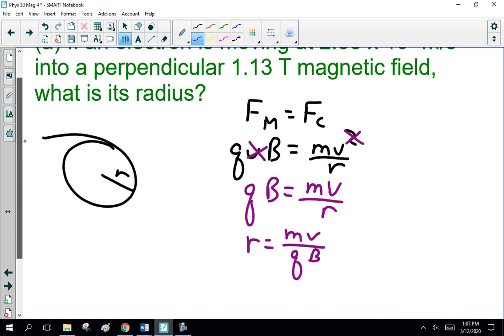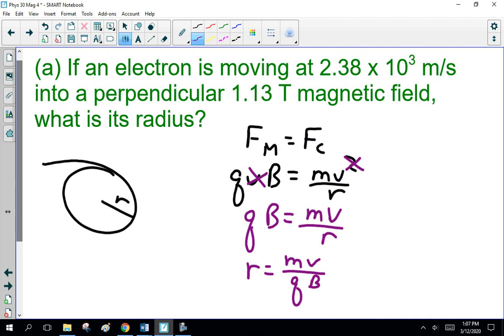Now, going back up to the question, electron. So do I have the mass of an electron? Well, I don't have it with me. Where is it? In your formula sheet that you should have out right now. Where is it?